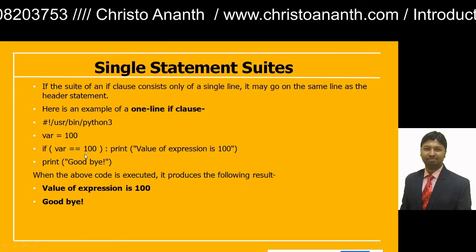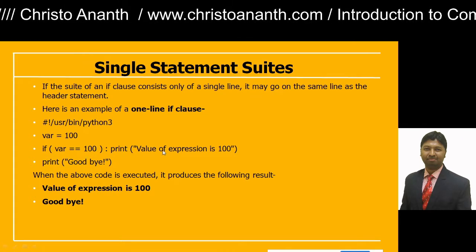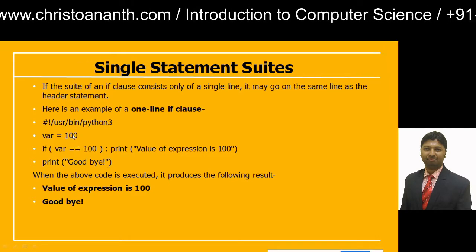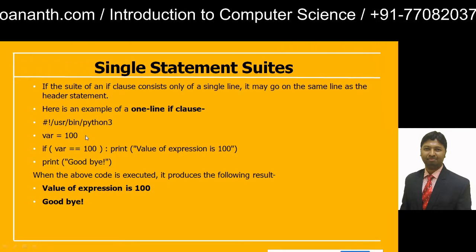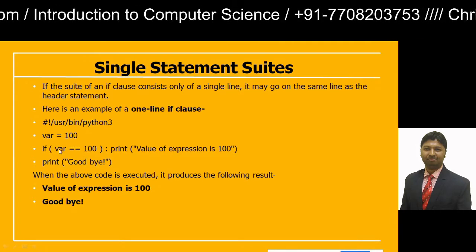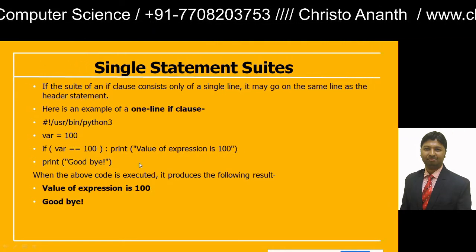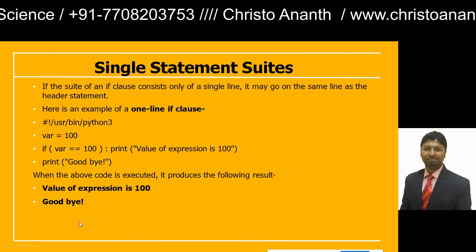So if variable equal to 100, then you are going to print the value of the expression is 100, and you are going to print goodbye. So you have already initialized variable equal to 100. If this variable equals 100, you are going to print the value of the expression is 100, and then goodbye.